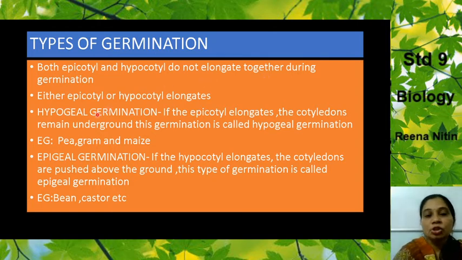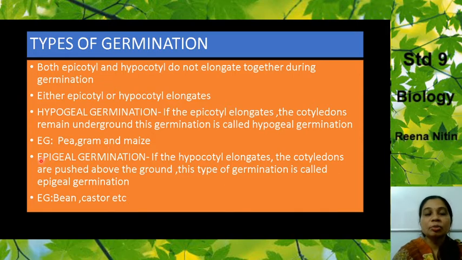Now, what is hypogeal germination? If the epicotyle elongates first, then what will happen to the cotyledons? They will remain below the soil, and this type of germination is known as hypogeal germination. For example, in pea, gram and maize.